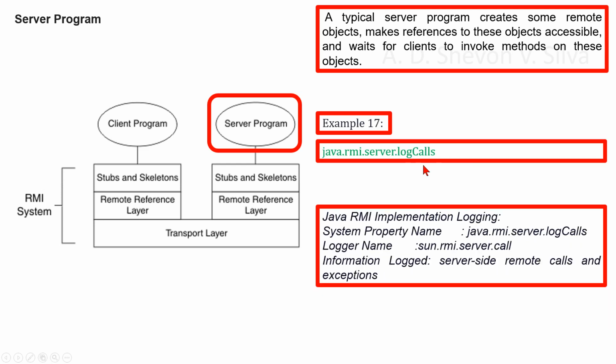Now we are considering Java RMI implementation logging. System property name java.rmi.server.logCalls. The logger name is sun.rmi.server.call. Information logged: server-side remote calls and exceptions.